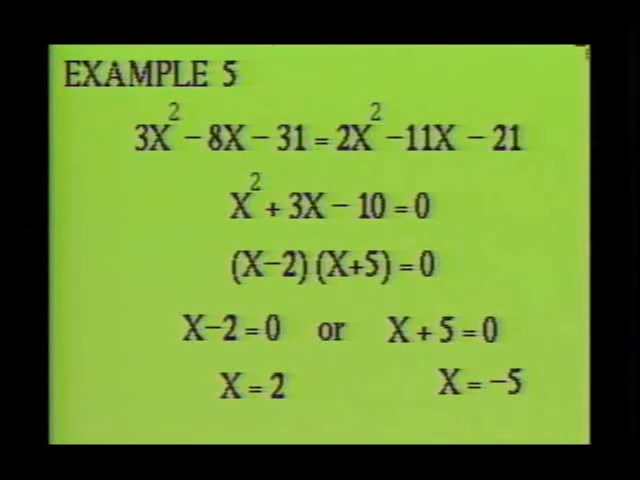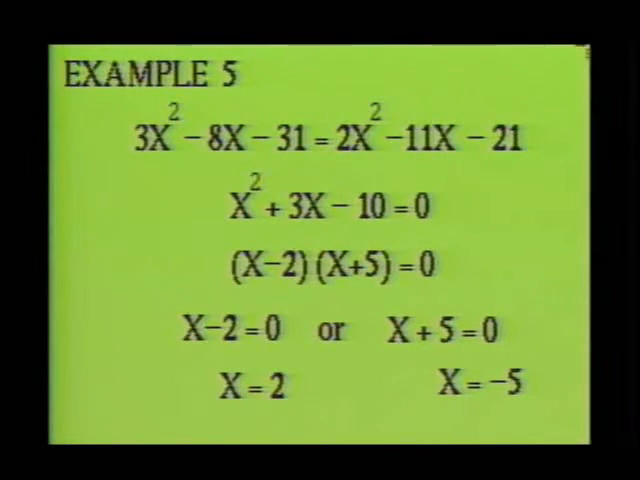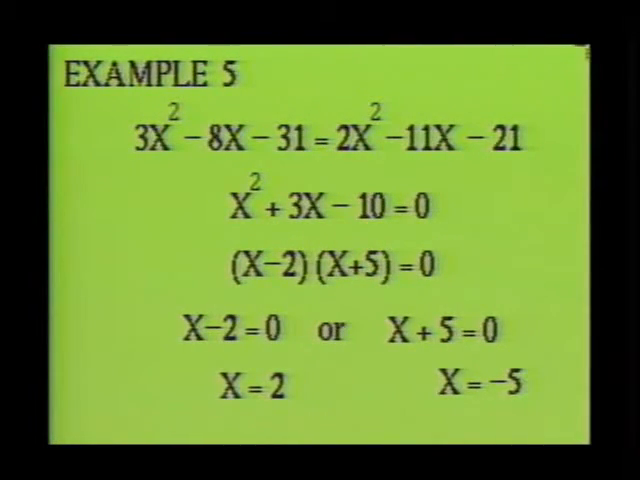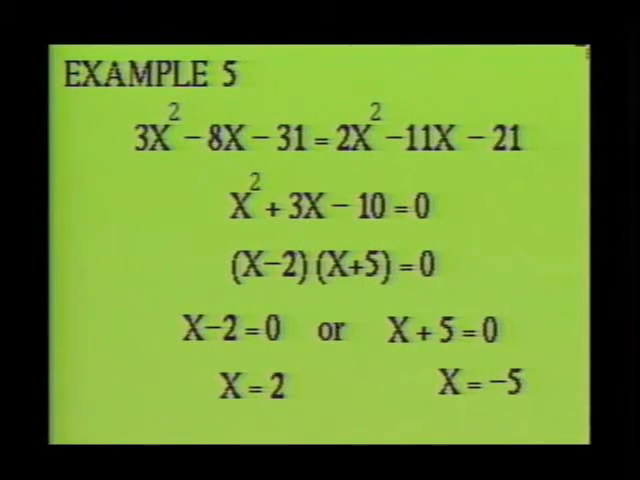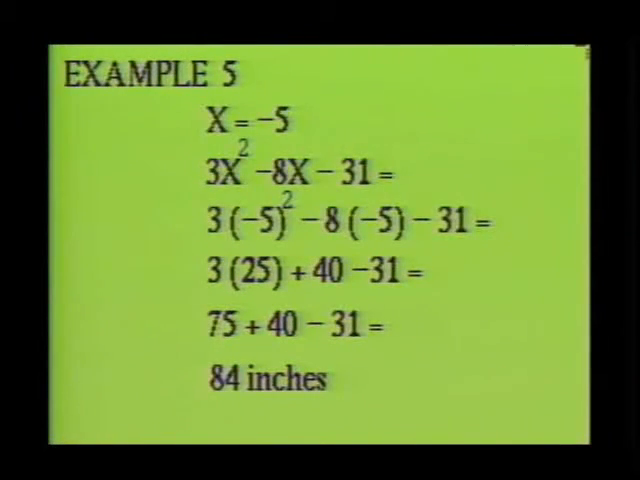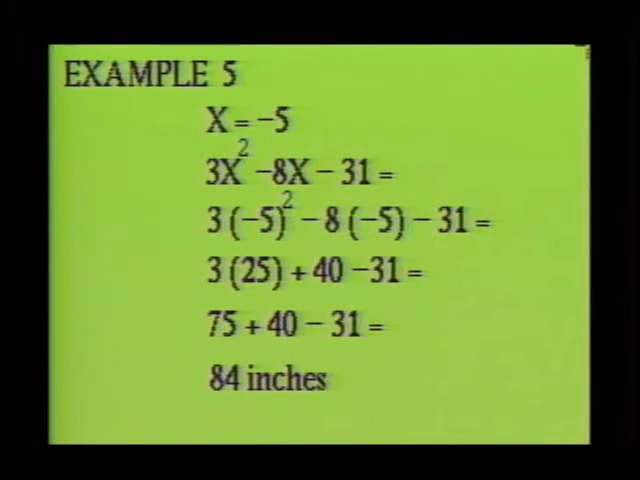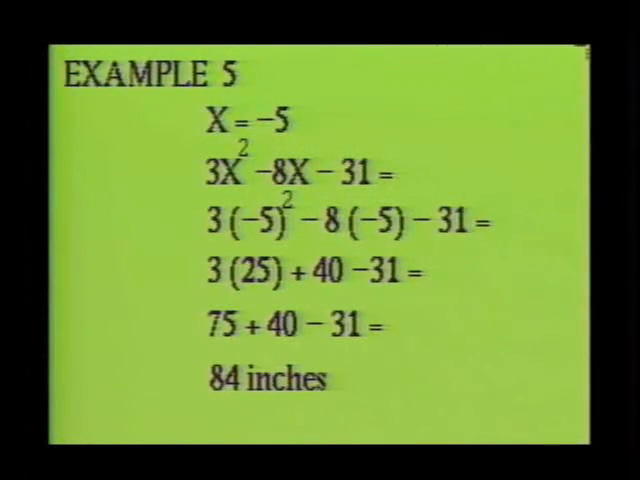Factor the left-hand side of the equation, which yields the quantity x minus 2 times the quantity x plus 5 is equal to 0. Use the zero product theorem and set each factor equal to 0 and solve each of the linear equations for x. We find that x is equal to 2, or x is equal to -5. One may be tempted to discard the -5 as a possible solution to this problem because it is negative. However, a negative value for the variable may not necessarily result in a negative length.